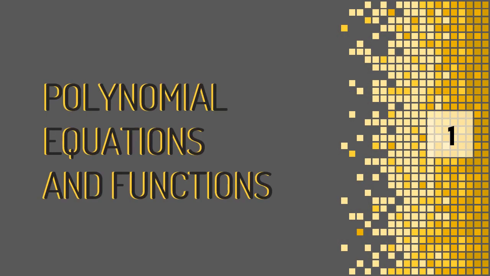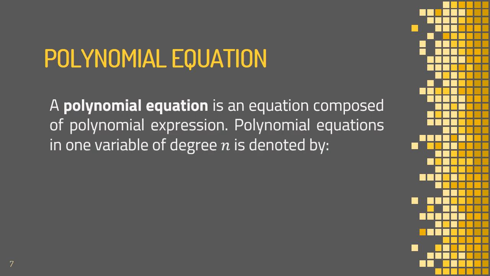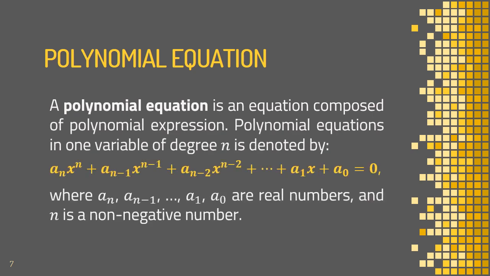So let us start first with differentiating polynomial equations from polynomial functions. A polynomial equation is an equation composed of polynomial expressions. A polynomial equation in one variable of degree n is denoted by a sub n times x raised to n plus a sub n minus 1 times x raised to n minus 1 plus a sub n minus 2 times x raised to n minus 2 plus up to a sub 1 x plus a sub 0 is equal to 0, wherein a sub n, a sub n minus 1, up to a sub 0 are real numbers and n is a non-negative integer.